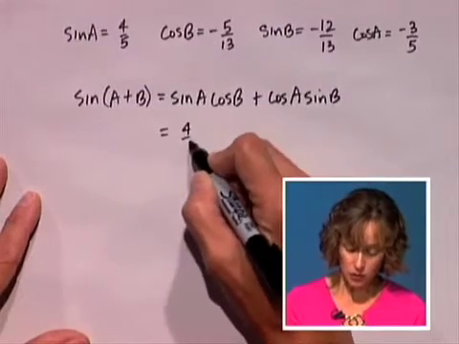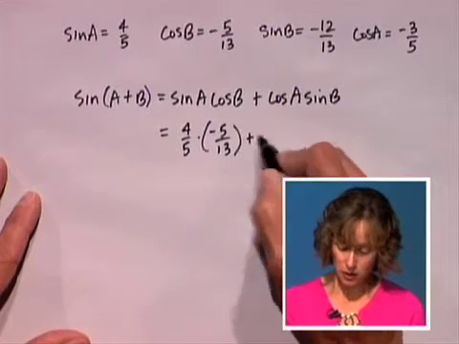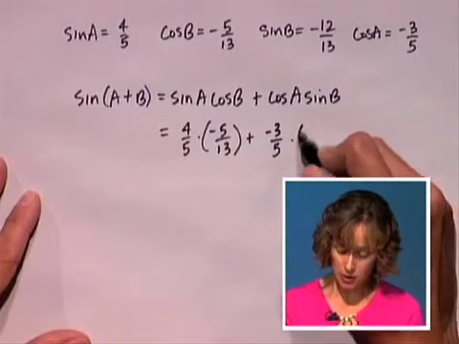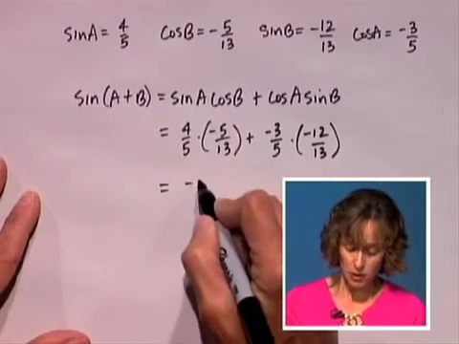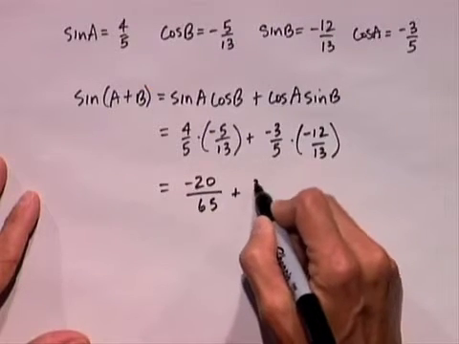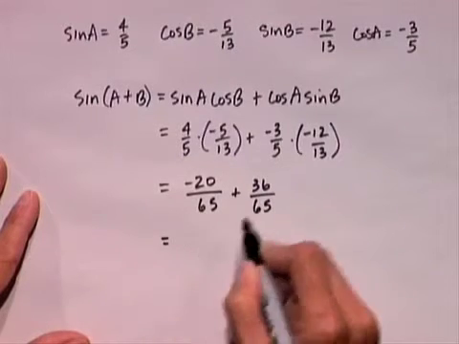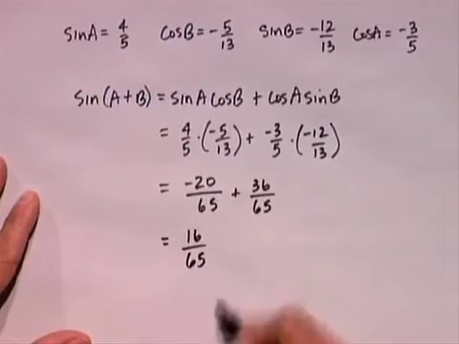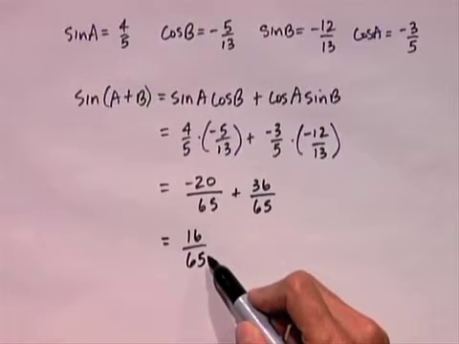I have sine of A is 4/5. Cosine of B is negative 5/13. Cosine of A is negative 3/5. Sine of B is negative 12/13. And I want to simplify. This is negative 20 over 65 plus 36 over 65, and I find that sum, negative 20 plus 36, is 16 over 65. So the sine of A plus B is 16 over 65.